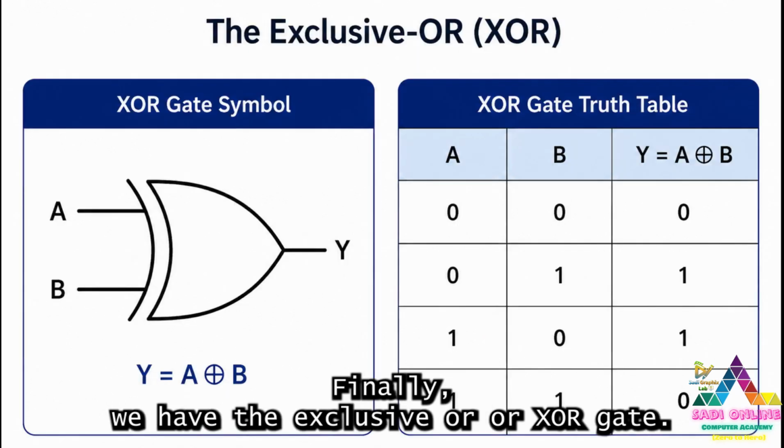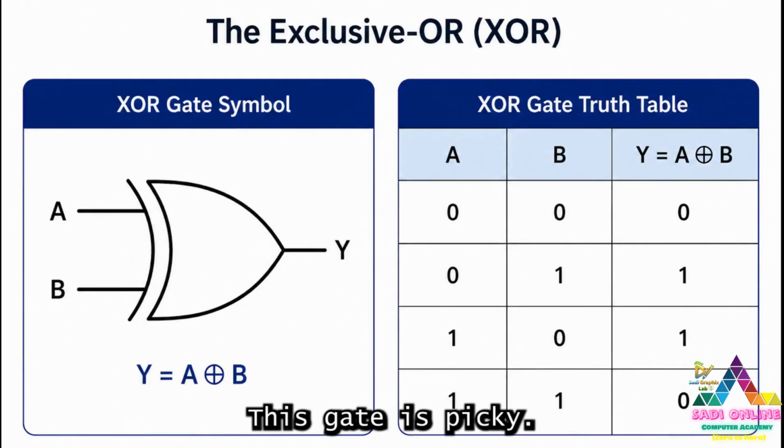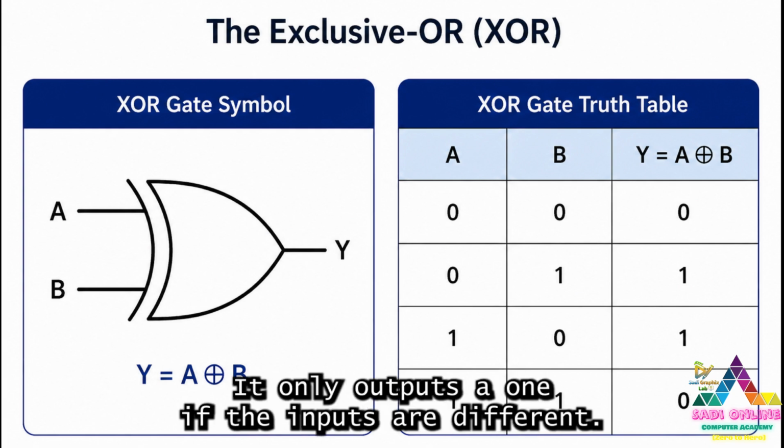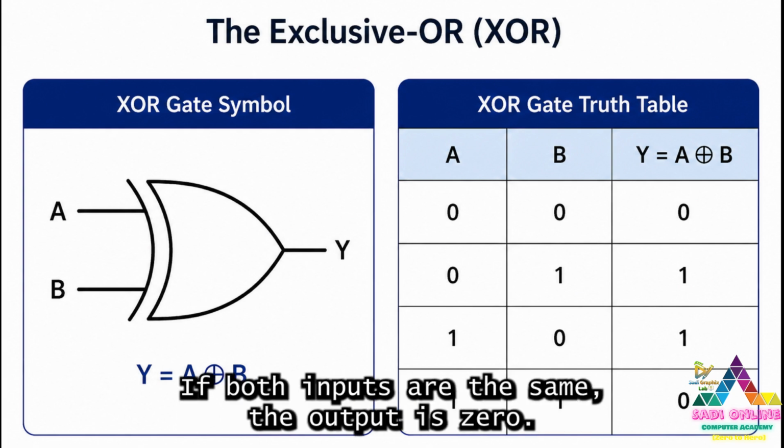Finally, we have the exclusive OR, or XOR gate. This gate is picky. It only outputs a 1 if the inputs are different. If both inputs are the same, the output is 0.